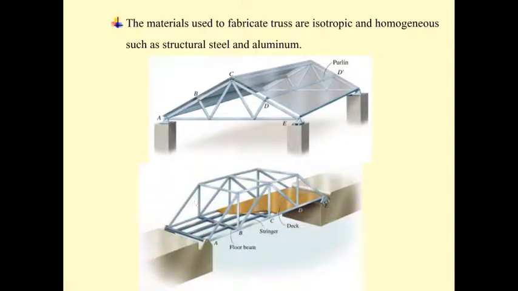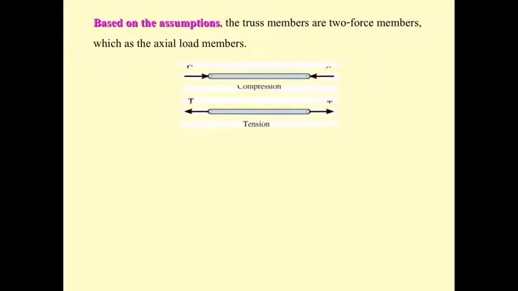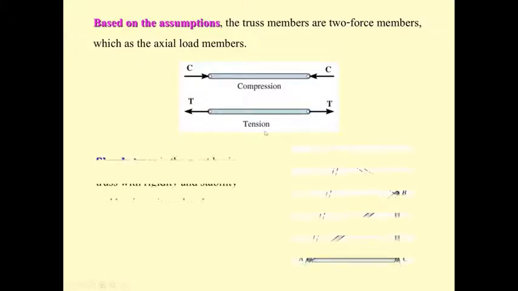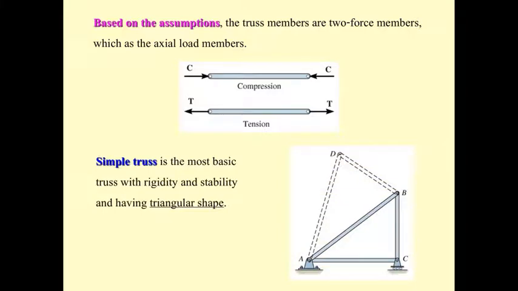And next, based on the assumption again, the truss members are two-force members, and that is going to be in compression or in tension. And also going back, we're talking about the truss members must be built in the triangular shape. So this truss is going to be called the simple truss. Okay, it cannot be rectangular. The truss must be built in triangular shape, not rectangular shape.